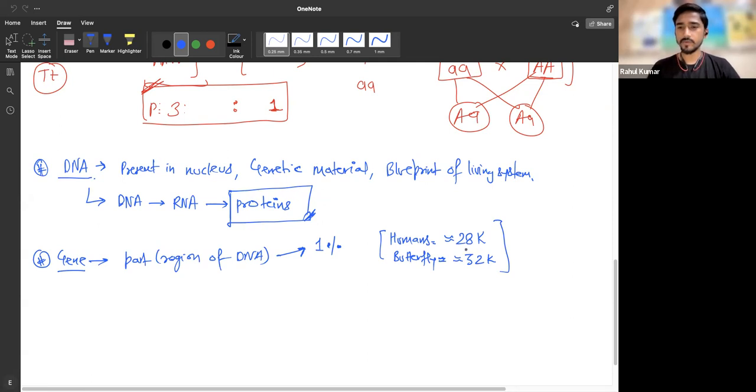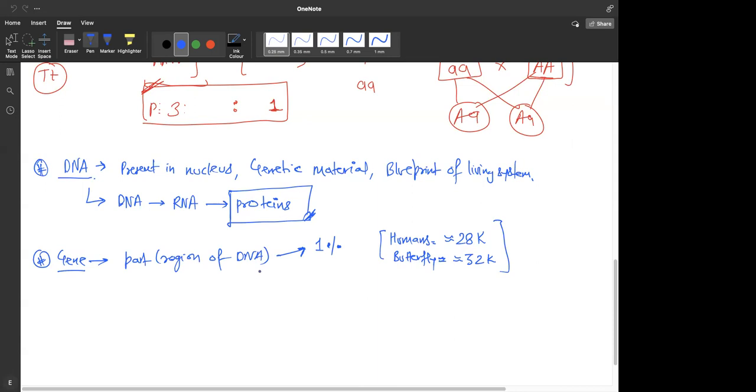So these are the 28,000 genes, and we thought that if humans can manage to be humans with 28,000 genes, and if butterflies still are butterflies with more than 28,000 genes, then just the number of genes does not decide how complex an organism is going to be. Yes or no? Yes, sir.